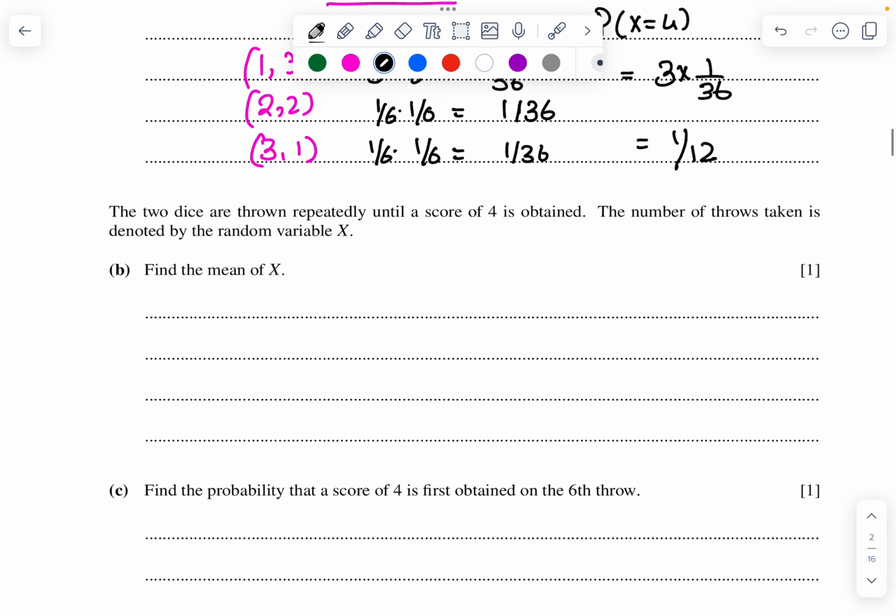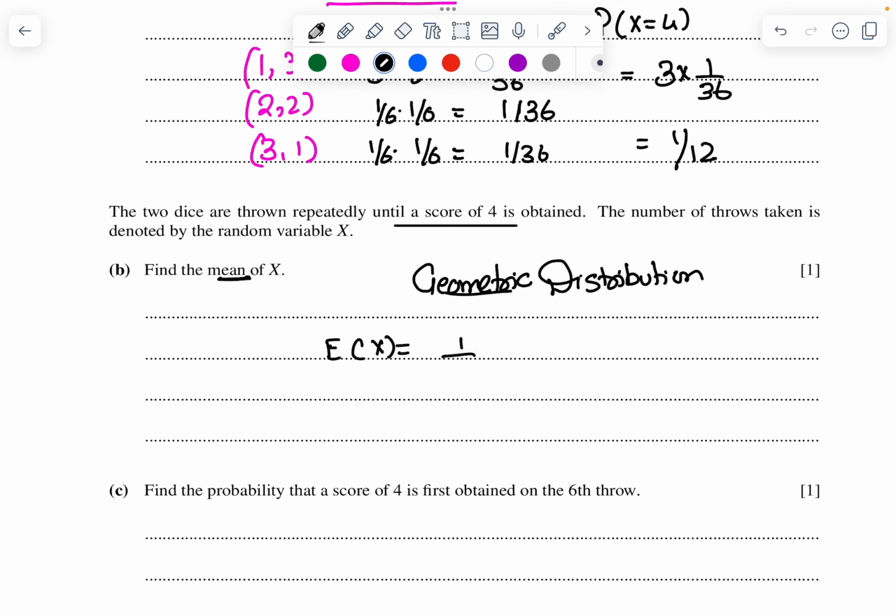Two dice are thrown repeatedly until a score of 4 is obtained. This is called a geometric distribution. In a geometric distribution, the mean, called the expected value of X, is 1/p. That is a formula you need to remember. With p equal to 1/12, the mean is going to be 12.